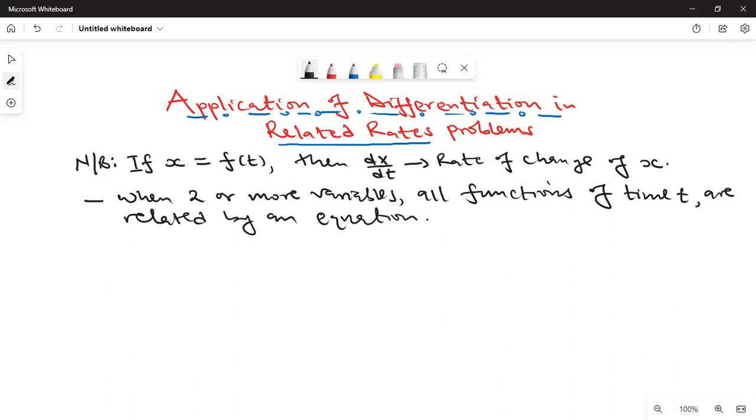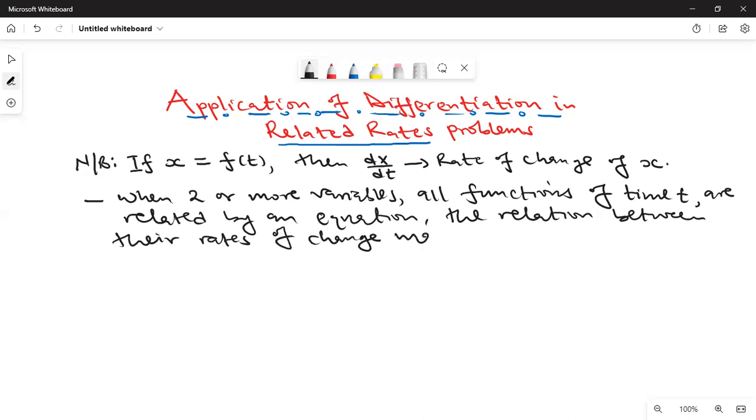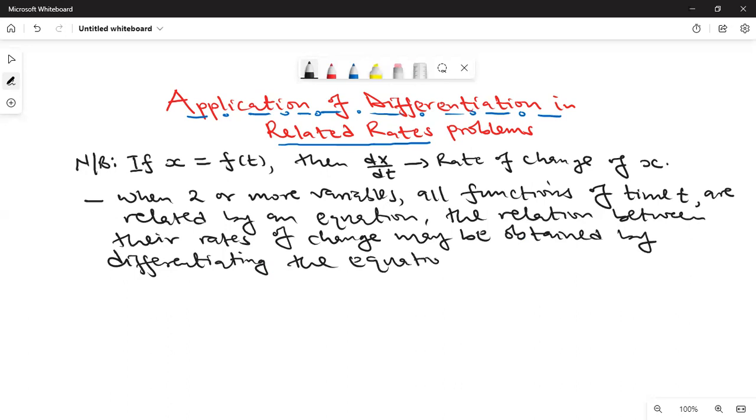the relation between their rates of change may be obtained by differentiating the equation implicitly with respect to t. WRT means with respect to.